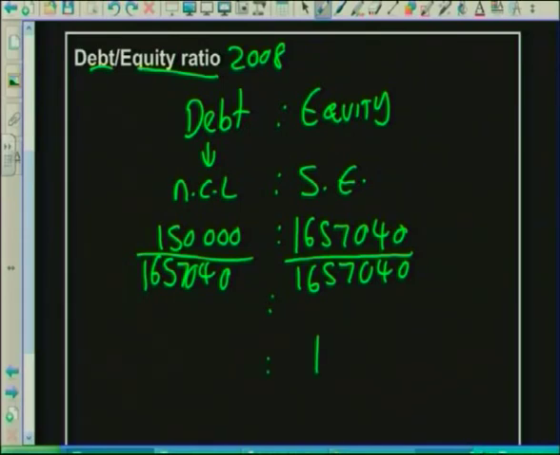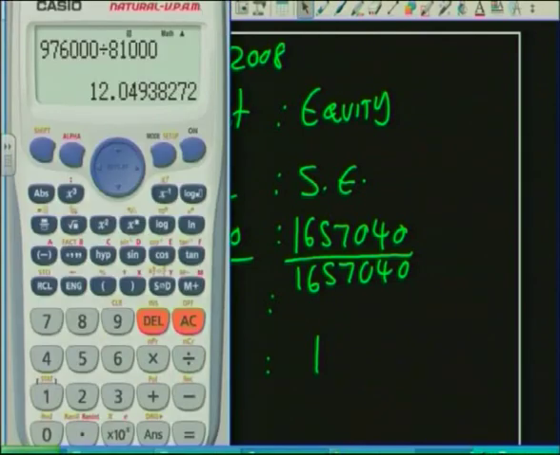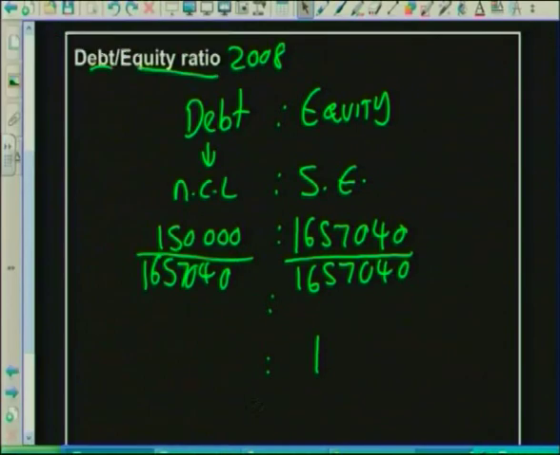On the right-hand side, let's take our calculators out. Okay, so we've got 150,000. We're going to divide this by 1,657,040 to get 0,09. Okay, so 0,09. Right, and as we can see, the company is obviously not relying that much on borrowed capital. Right, let's move on to our next calculation.